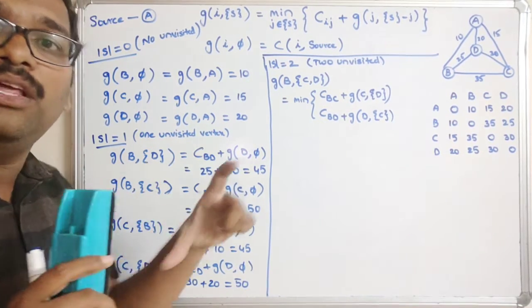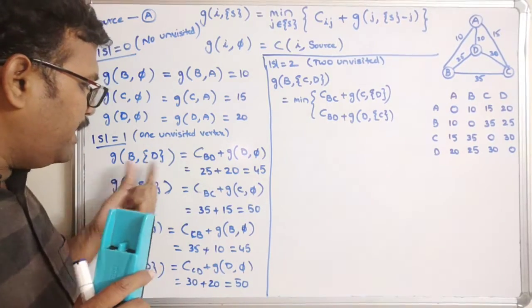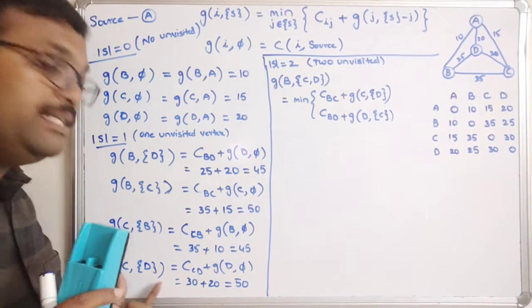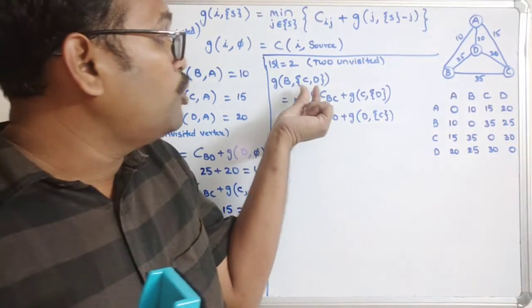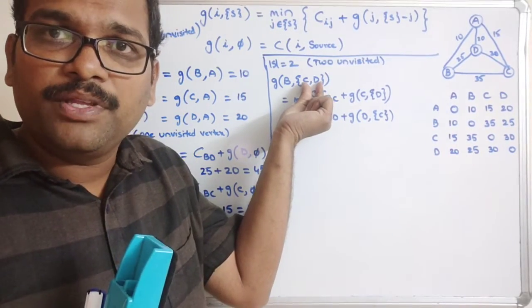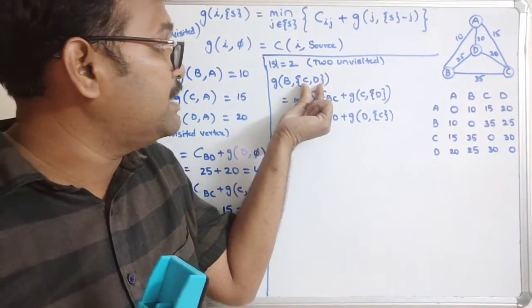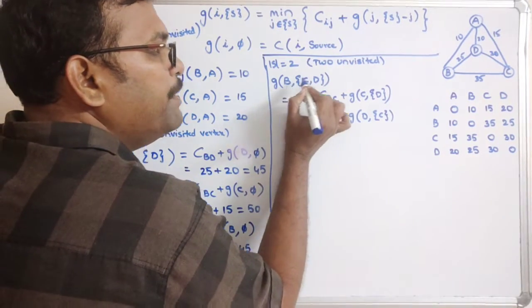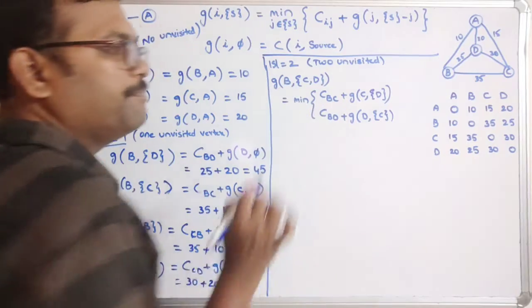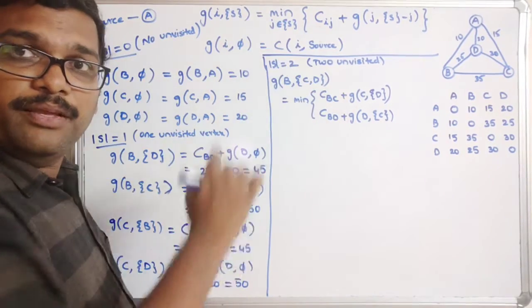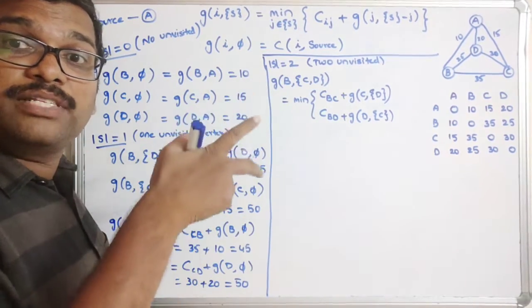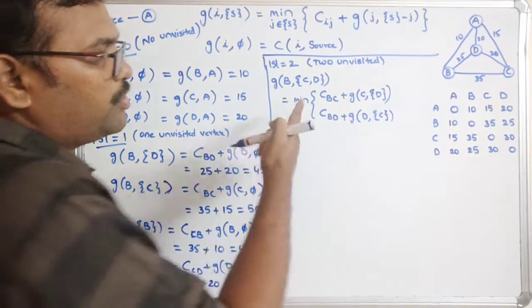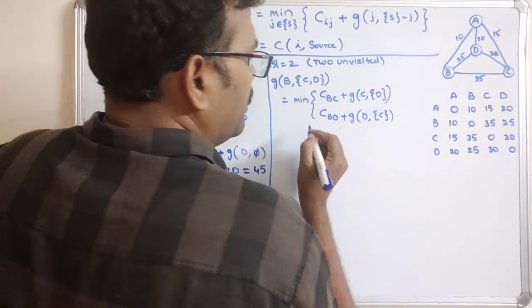So we are having only an edge between B and D, B and C, C and B and C and D. Now we are having 2 unvisited vertices. So there can be a chance of having an edge from B to C and B to D. So among those we have to select the minimum cost. So that's why minimum BC plus this one.